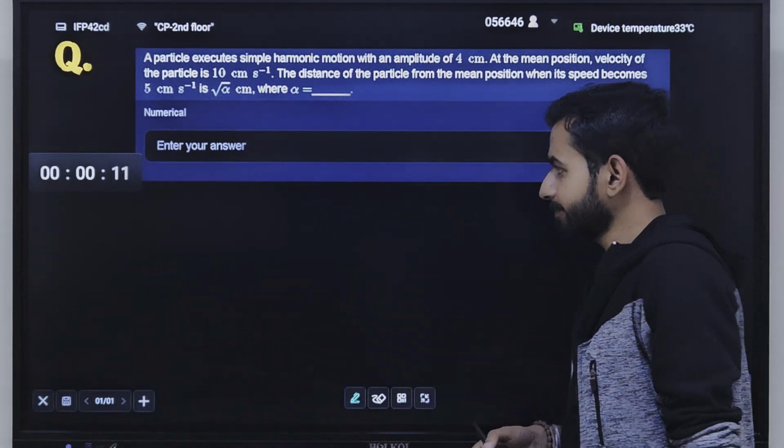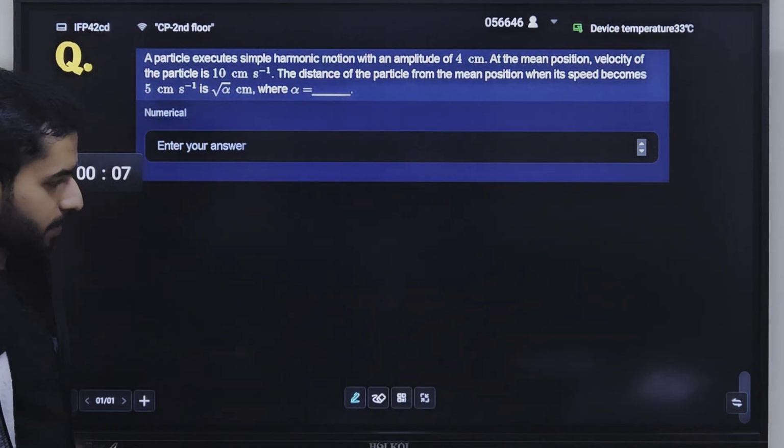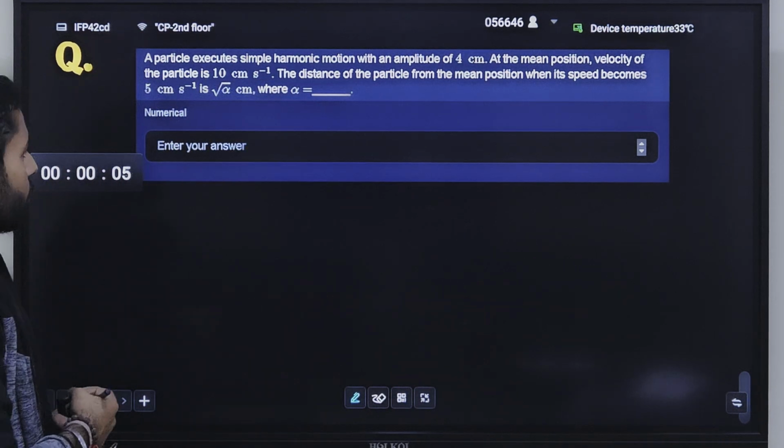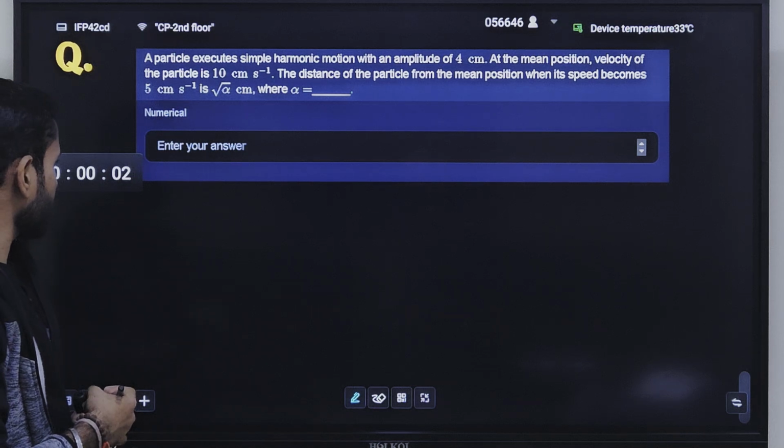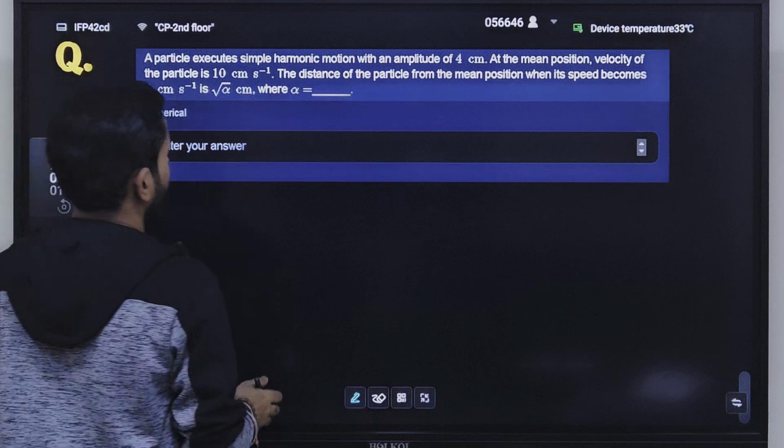Should we start solving? How many of you got the answer? Comment down your answers in the comment box. 5, 4, 3, 2, start. Let's see what is the right one.